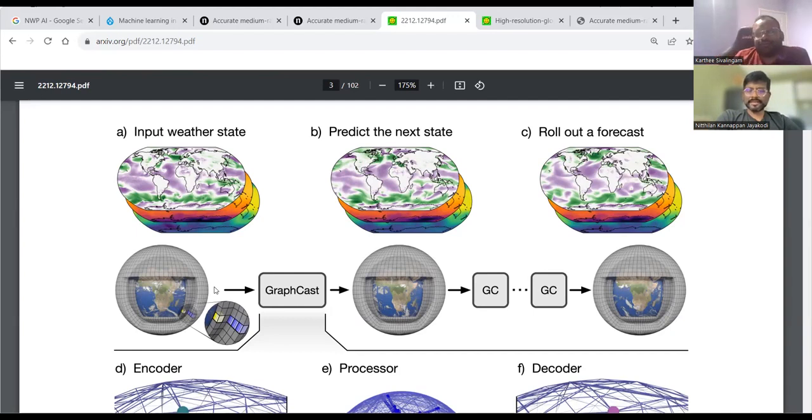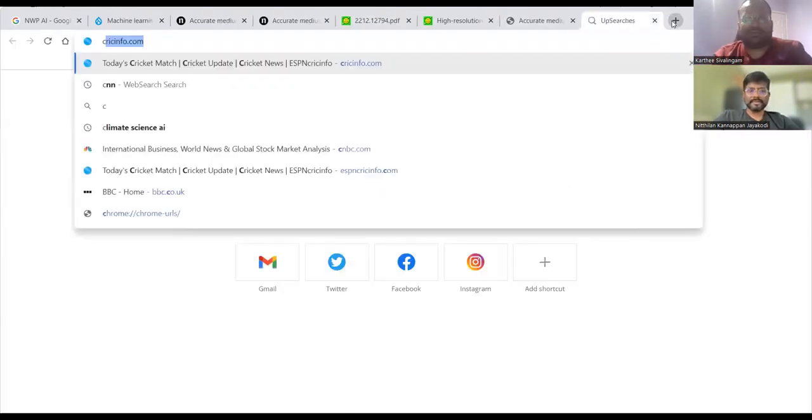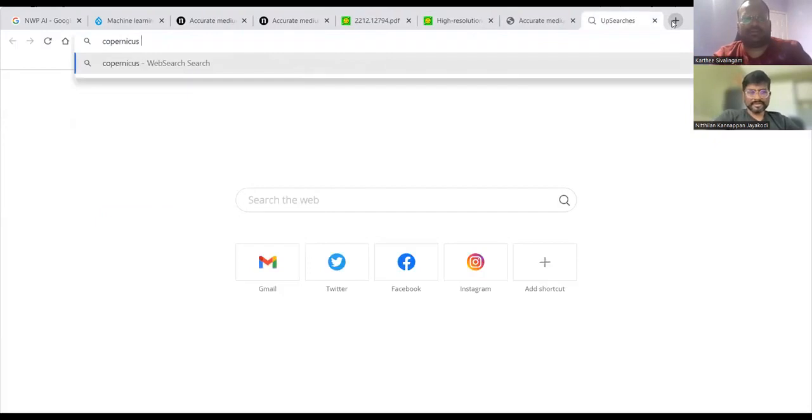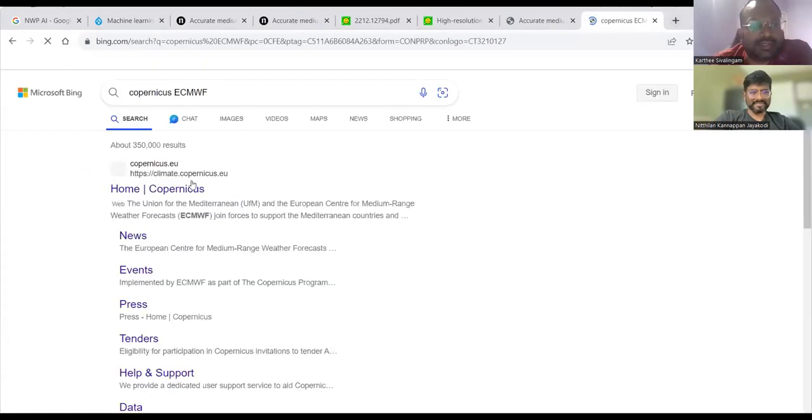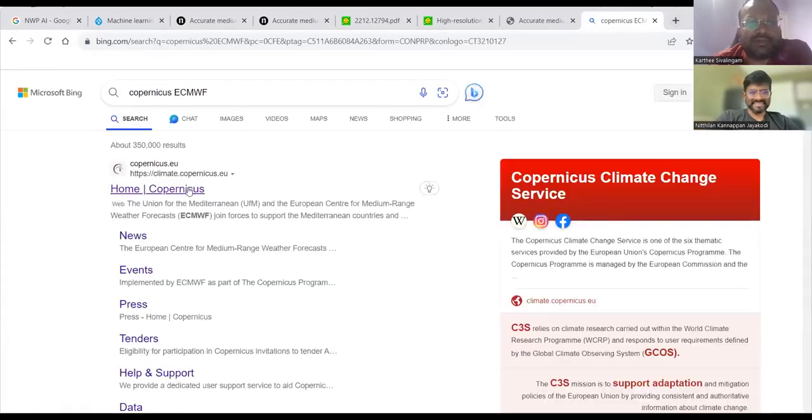You should share the site details if you have them. I think it's called the Copernicus Data Center. Let me just put it on the chat. Copernicus. Nice, a good name. Yes, if you go to this website, you will have all the data.